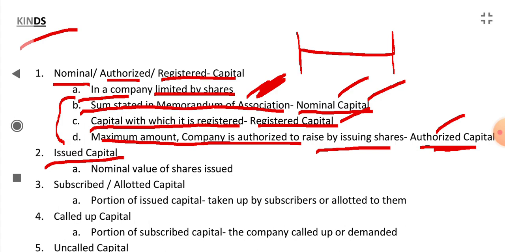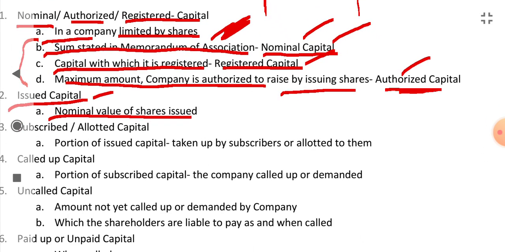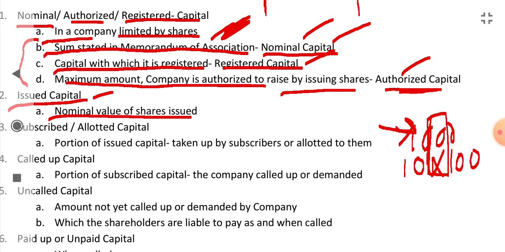What is issued capital? The nominal value of shares issued is known as issued capital. Suppose a company issues a prospectus in which it says that we are issuing shares worth 1000 rupees. This will be called issued capital, and if anyone is interested, they can buy the shares, and each share will have a value of 10 rupees. So there will be 100 shares. The public can subscribe to these shares. So this is issued capital.